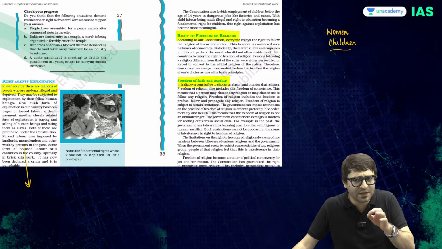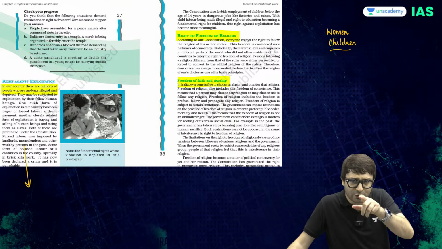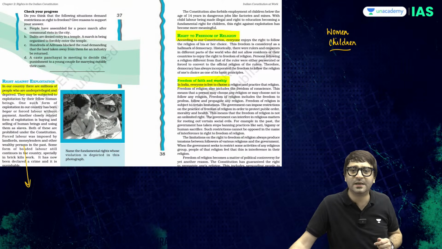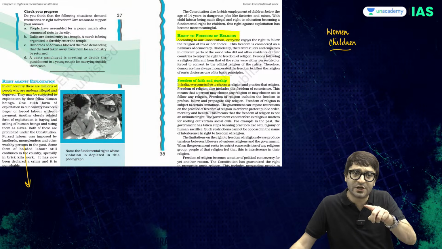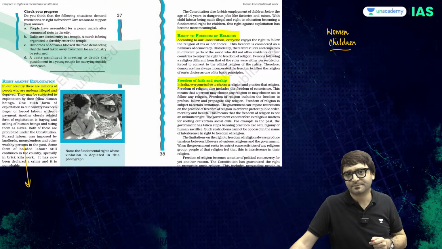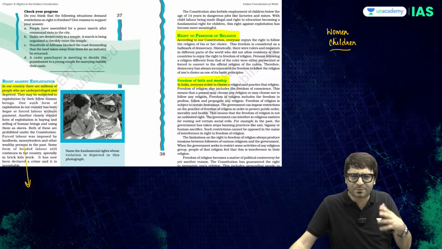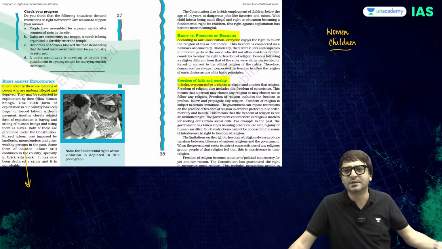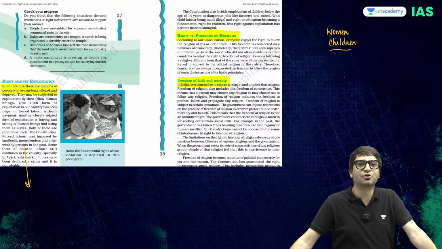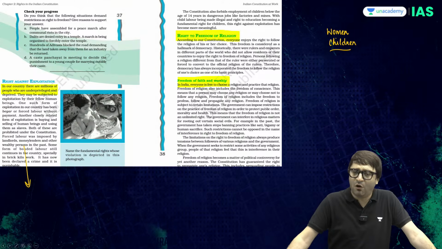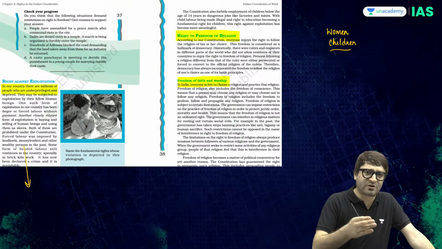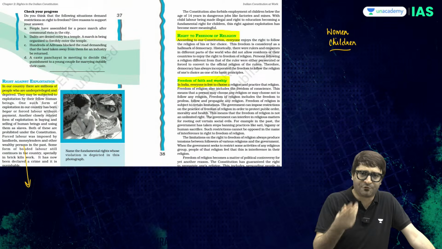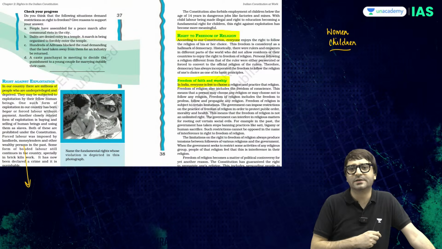Isn't slavery exploitation, where I take you as a slave and you have to work for me? That is exploitation and prohibited by the Constitution. Although slavery is not explicitly mentioned, the Constitution says all forms of exploitation, such as traffic, such as begar, other forms of forced labor, are prohibited.